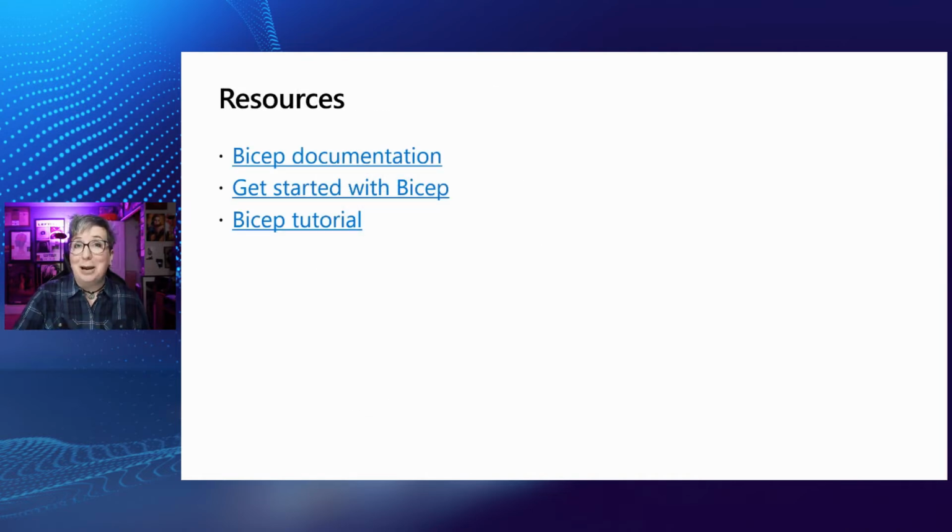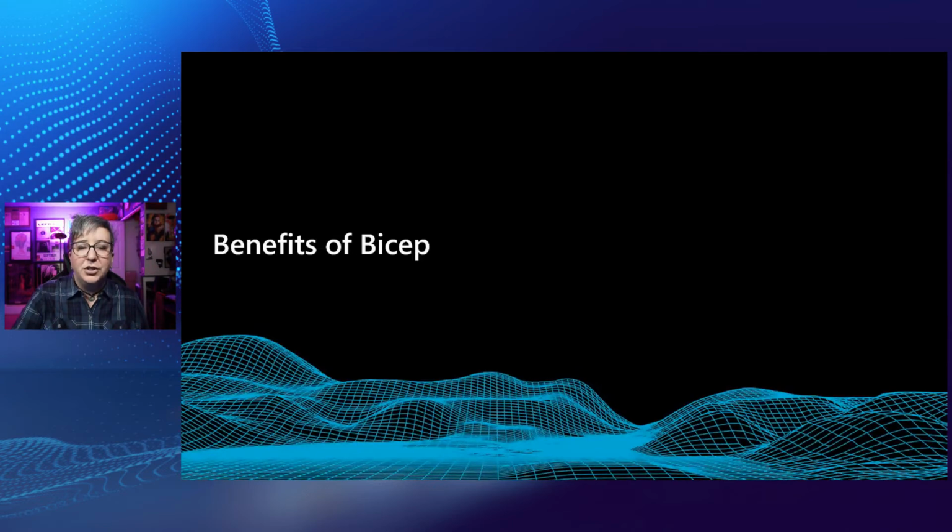I believe this PowerPoint is being provided. So the link here is directly to the Bicep documentation. The second link is how you get started with Bicep. So it's building out all of the extra pieces. So there are extensions you want to think about. You want to add the Bicep components to your path on whatever machine you're on. And then the Bicep tutorial. So these are great ways to get started in the realm of Bicep. Let's talk a little bit about the benefits of Bicep next.